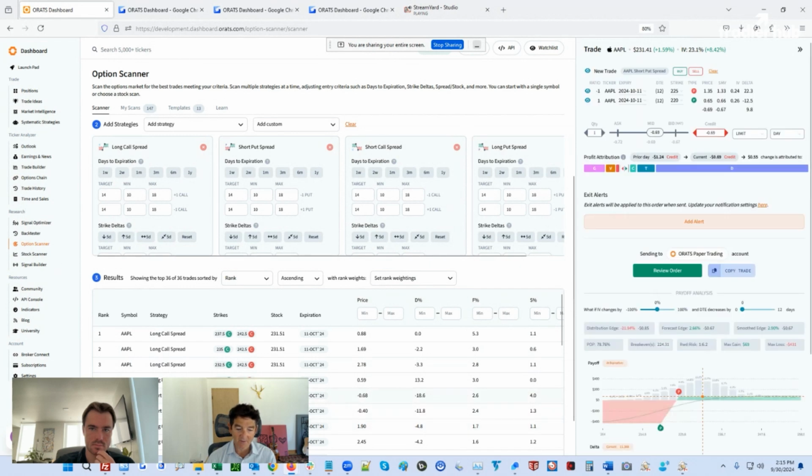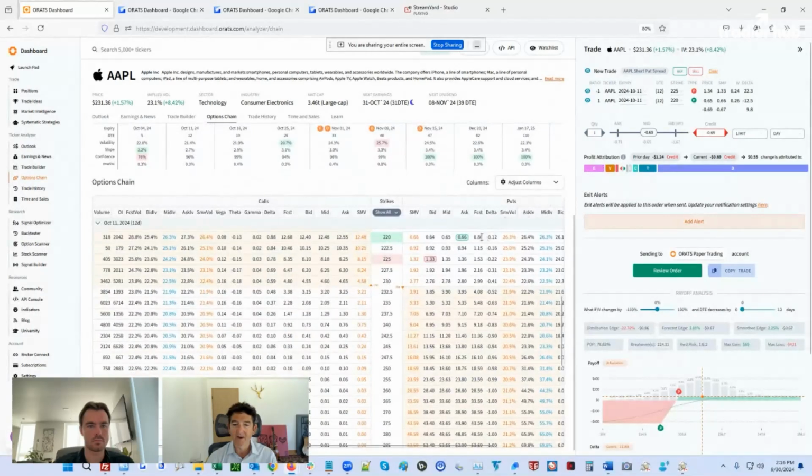So a cool thing is, in the option scanner, you click on it, it sets up the trade. We see there's some edge, and we go over to the options chain, and we could see where the edge is coming from. So the SMV here is 132. So this is a case where we think we're kind of outside. We think it's worth less. So we would sell this one, and this one's kind of in the middle, so we would buy that one. And so that's giving us some smooth edge.